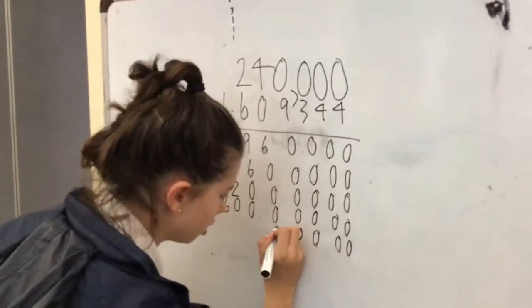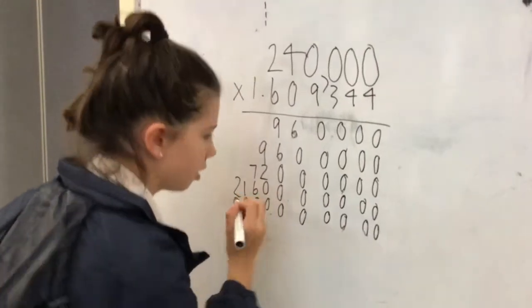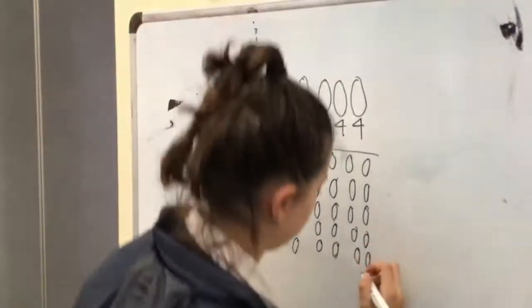And then 0 times 0 is 0, 0 times 0 is 0, and then it's just all 0. And then put 5 zeros.